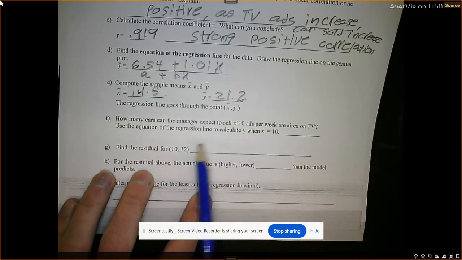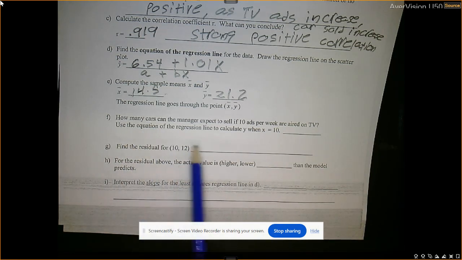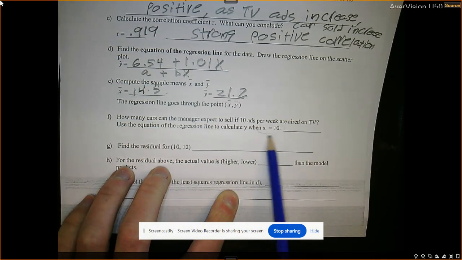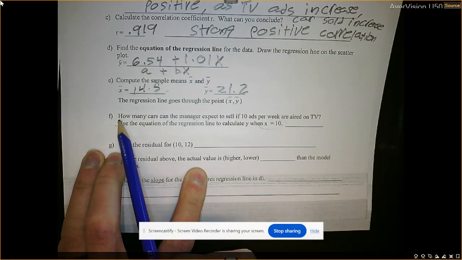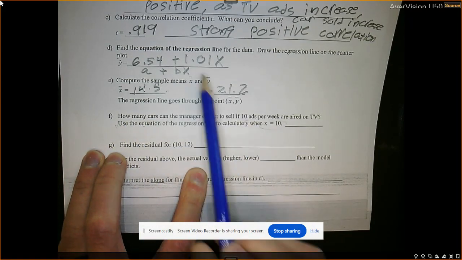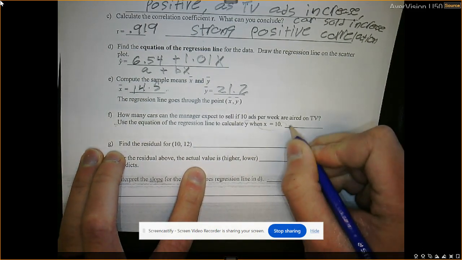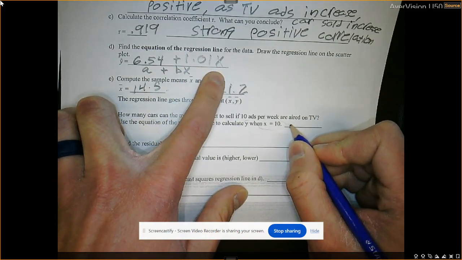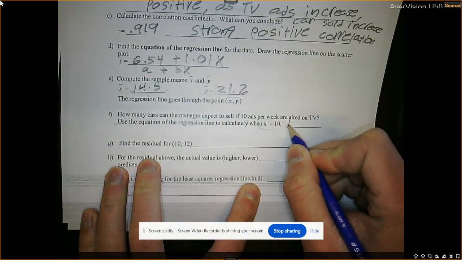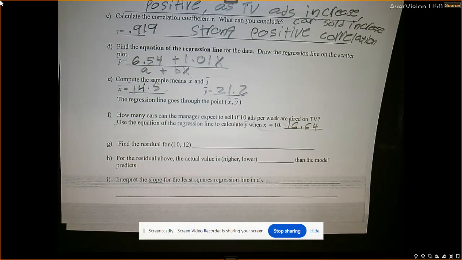How many cars can the manager expect to sell if 10 ads per week aired on TV? Use the equation of the line, and it tells you when X is 10. Even if it didn't say that in the second sentence, you should be able to read the first sentence and know I'm putting in 10 for X in my equation. So you're doing 6.54 plus 1.01 times 10, and you should get 16.64.